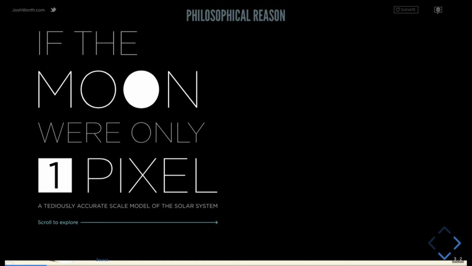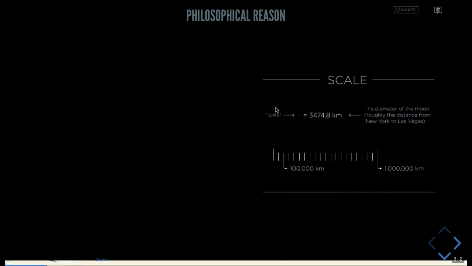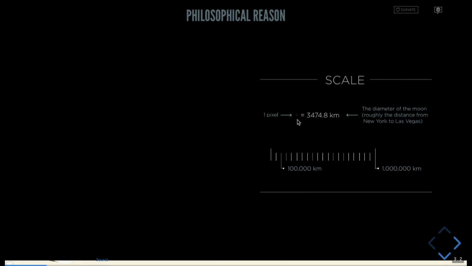Just something slow. Contemplate. Imagine the scale of our universe. And imagine a model where the moon is just this pixel on the screen. So one pixel is the diameter of the moon. And then this is your scale. This is 100,000 kilometers, and this is 1 million kilometers.